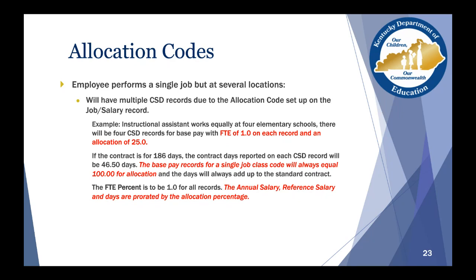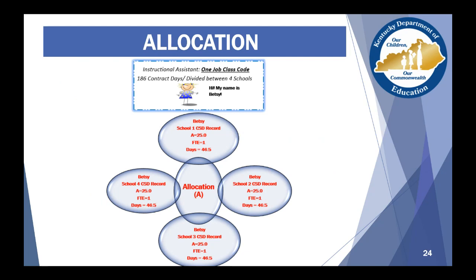So now we're talking about allocation. In this instance, we have Betsy. Betsy is an instructional assistant. She's going to follow this format that we just went over. She has 186 contract days, and she's divided between 4 schools. So her allocation is divided between 4 CSD records. At school 1, allocation is 25, and that is the same for schools 2, 3, and 4. The FTE will be 1 on each record for each of the 4 schools, but her days will also be in that calculation of 25% of the calculated 186 days. So the days on each CSD record will be 46.5 days.